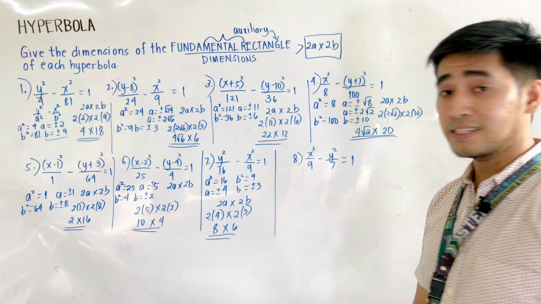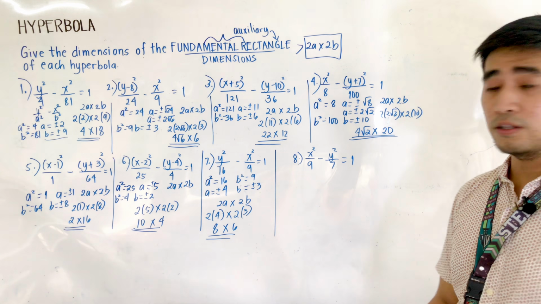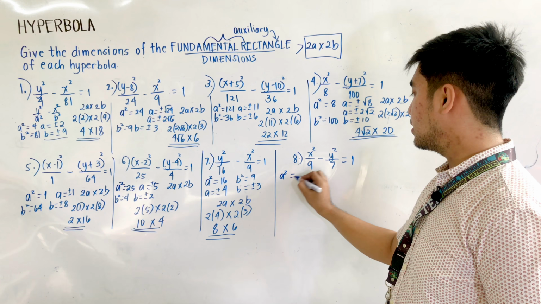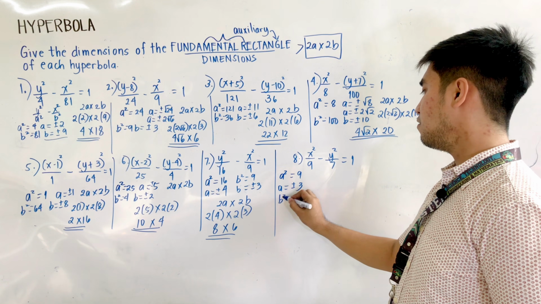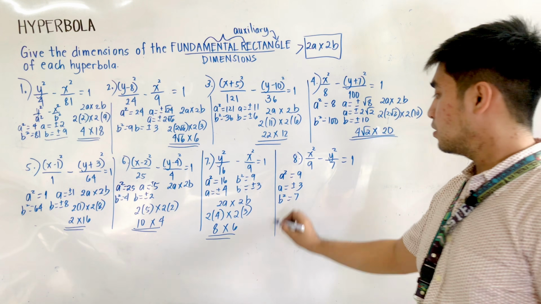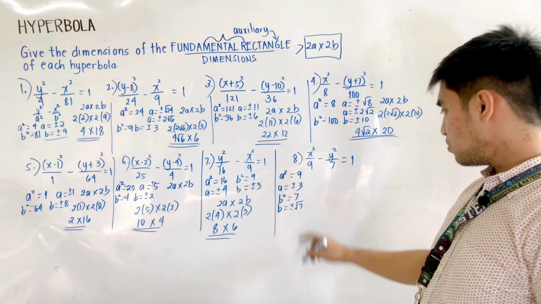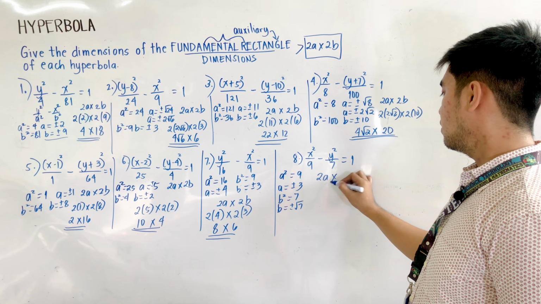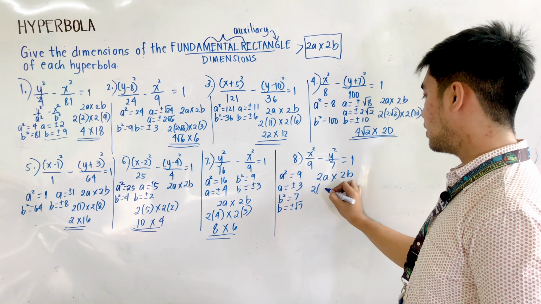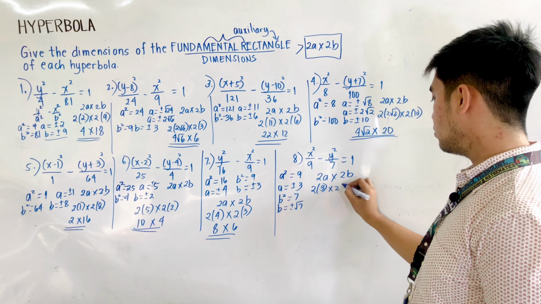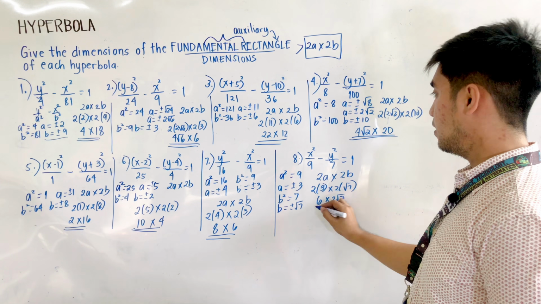And for our last example, we have x squared over 9 minus y squared over 7 is equal to 1. We could say that a squared is equal to 9, therefore a is equal to plus minus 3. We also have b squared which is equal to 7, therefore b is equal to plus minus square root of 7. So substituting this for the dimension 2a by 2b, this becomes 2 times 3 by 2 times square root of 7, that is 6 by 2 square root of 7.